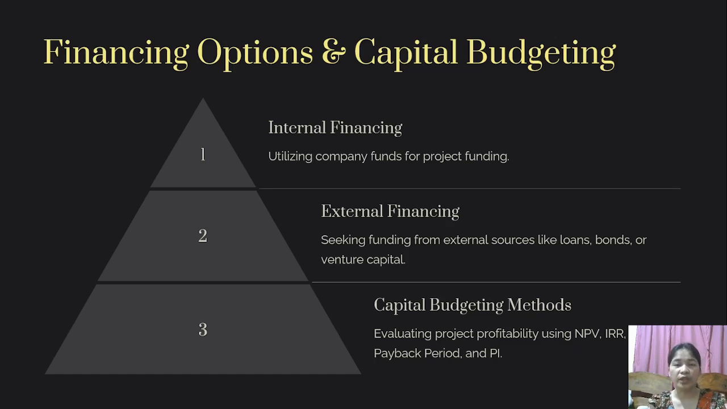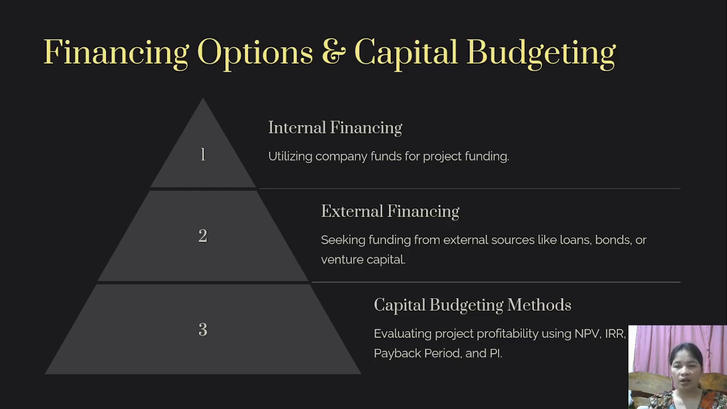We have to look into the internal financing, that is, to use the company funds. We also have to look into external funding, such as loans, bonds, venture capital, and equity. And also, we have to look into the capital budgeting methods. We have to evaluate the project profitability using NPV. NPV stands for net present value. You calculate the present value of the future cash flows.